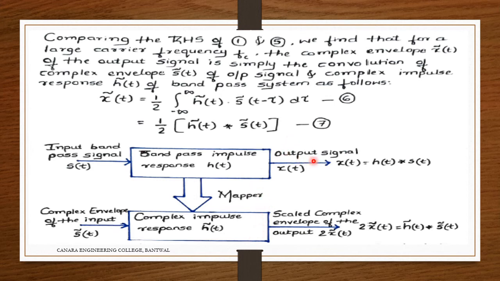If you take only the output signal, then x of t is equal to h of t convolved with s of t, simply the convolution. But when we scale it, the complex envelope of the output x cap of t is equal to h cap of t convolved with s cap of t. So this is how we get it back here. Looking at the diagram, instead of seeing the whole process, we can start explaining each step of the time domain procedure, of the complex Laplace representation.